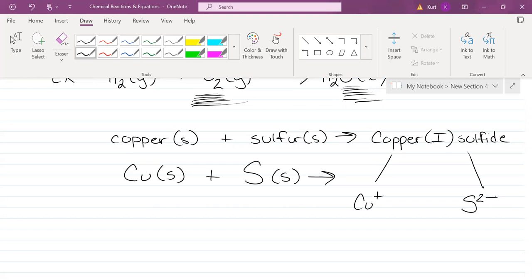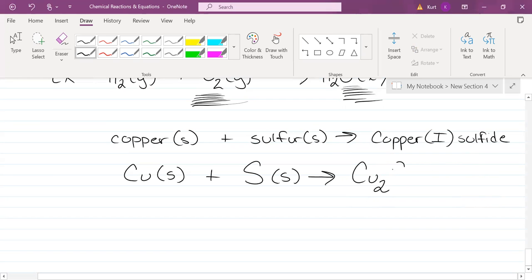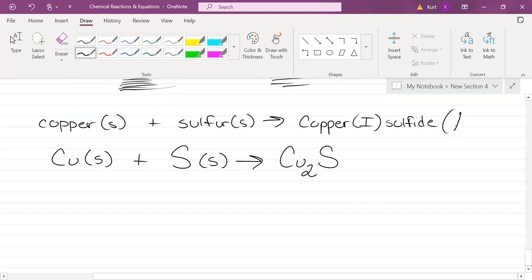So anyone but Carson Dye needs to tell me at what ratio will copper 1 and sulfide cancel each other out? It's not 2 to 1. You need 2 coppers, you need 1 sulfide. So the formula is going to be, what is it? You tell me. Cu2S. That's copper 1 sulfide. And you're like, wait a minute. You said copper 1, but why does it say Cu2? Does the Roman numeral tell you how many coppers there are? Uh-uh. The Roman numeral tells you what the charge is. Yeah. This makes a liquid.